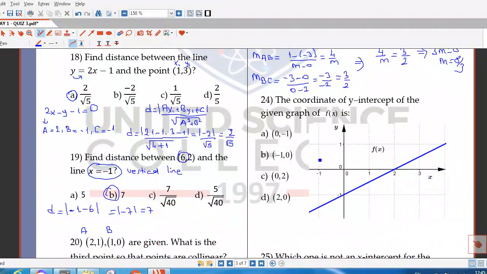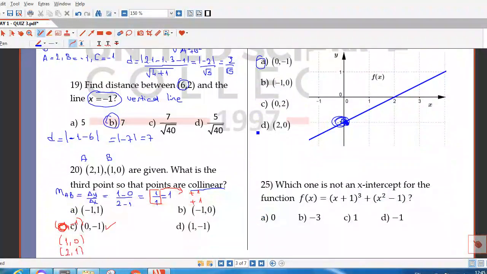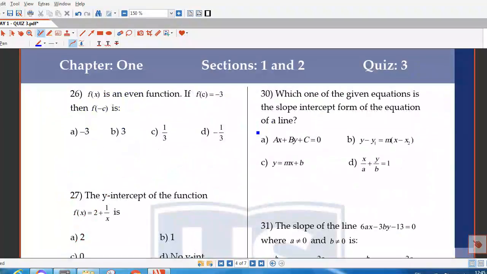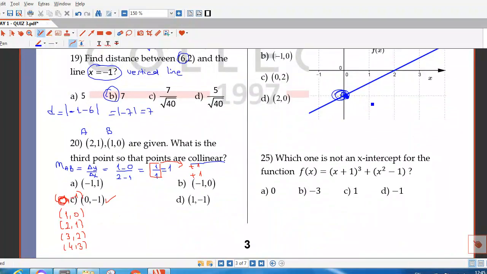Question 24. Y-intercept of the given line. Y-intercept is common point of line and y-axis. It is here, which is 0, -1. Which one of the following is not x-intercept? X-intercept is the case of writing 0 for y.